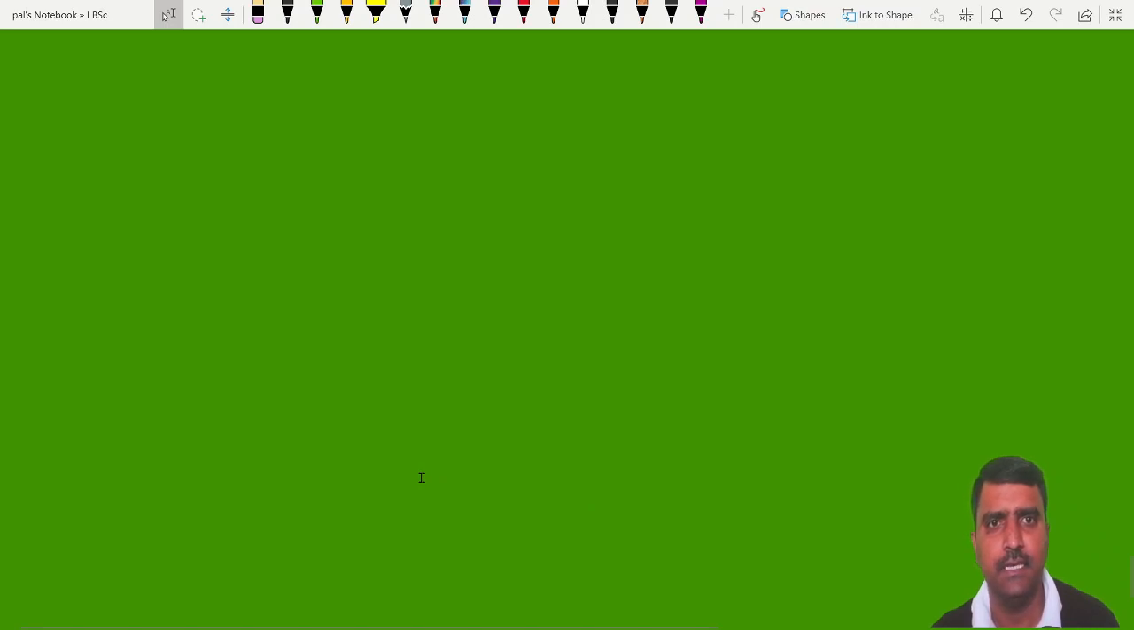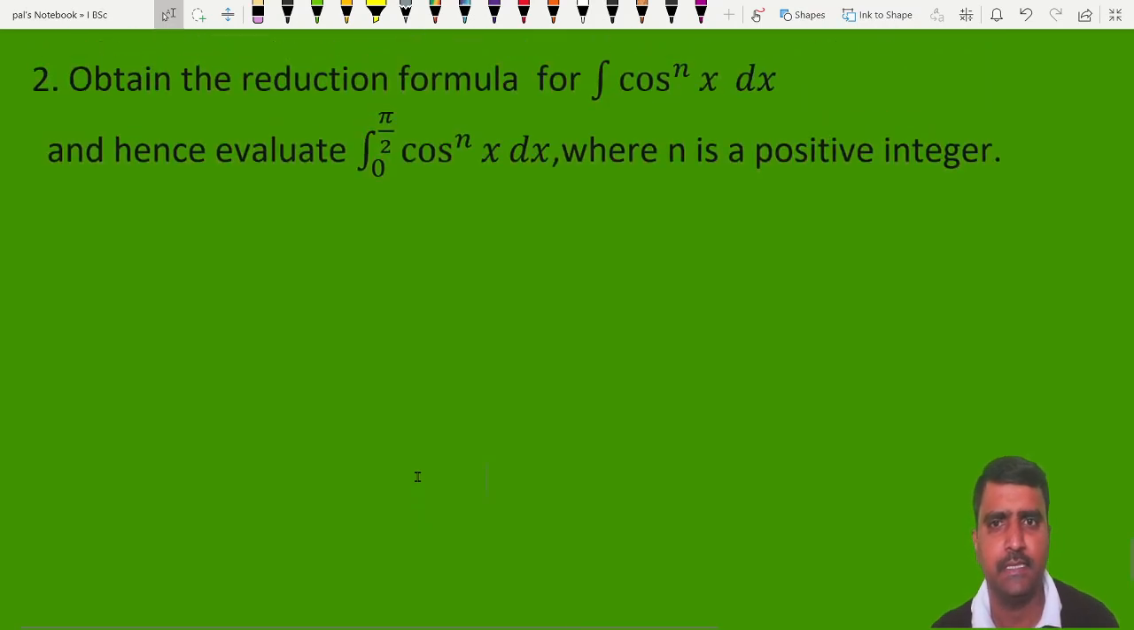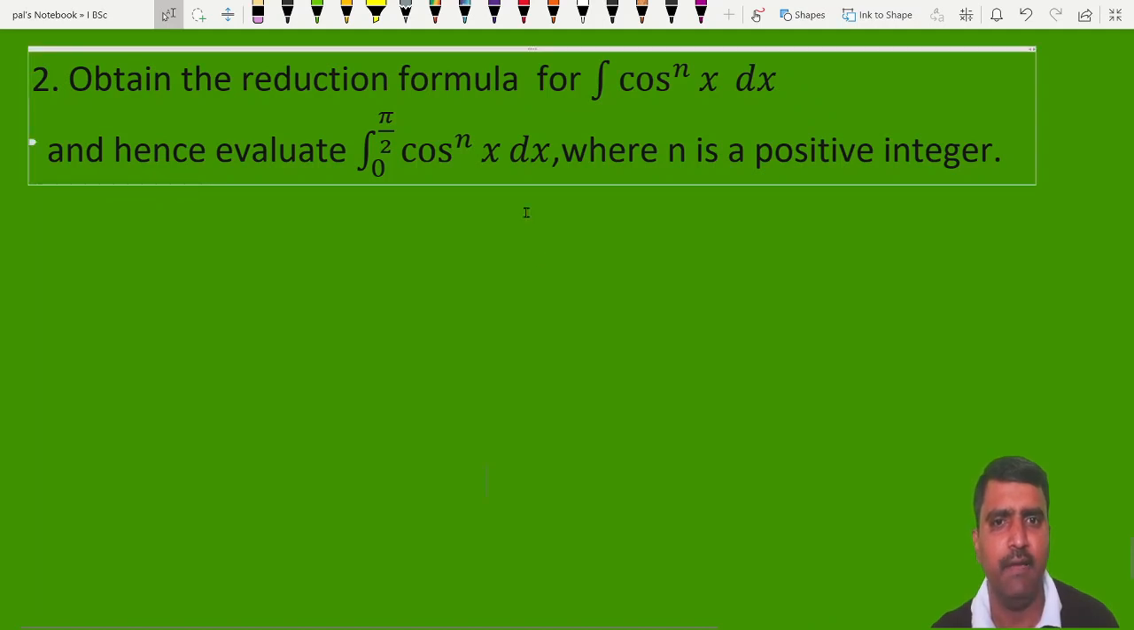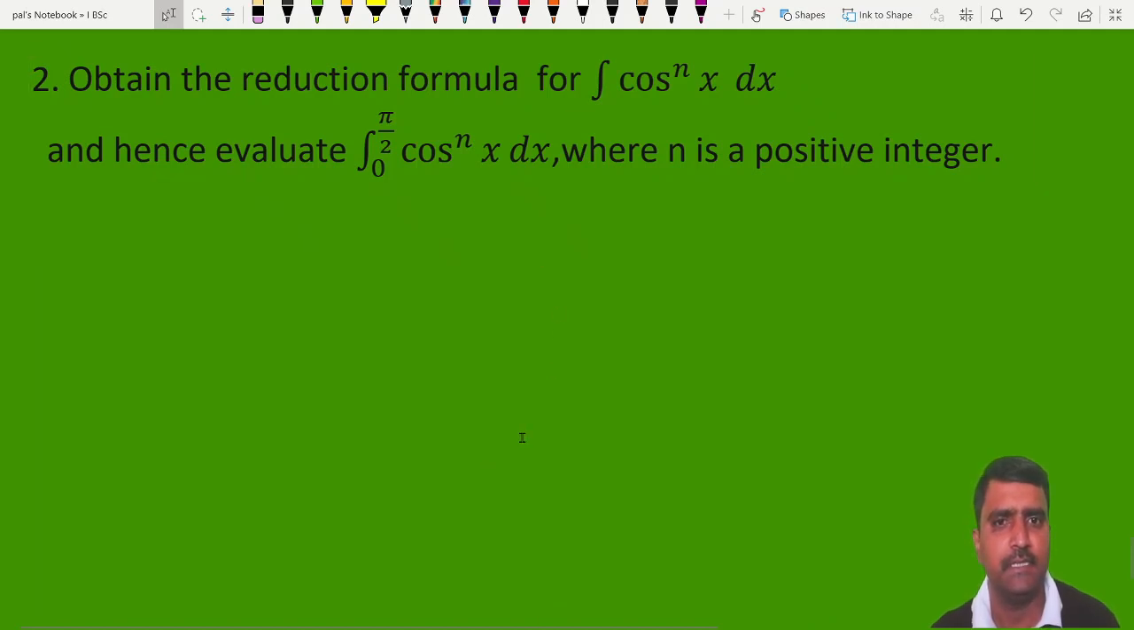Okay, so in this session I discuss the reduction formula for cos to the n x dx, along with the limits 0 to pi by 2. Here we obtain the reduction formula for cos to the n x dx and hence evaluate the integration from 0 to pi by 2 of cos to the n x dx, where n is a positive integer, so for positive values of n only. To find its value, first consider the integration of cos to the n x dx as some I n.